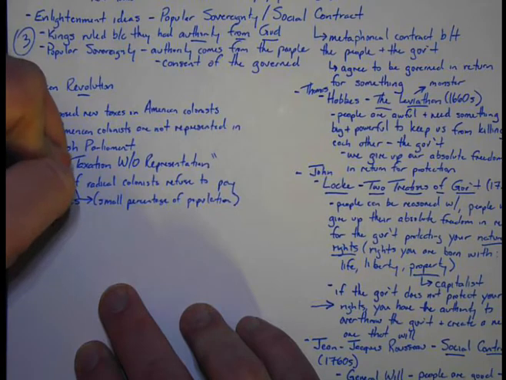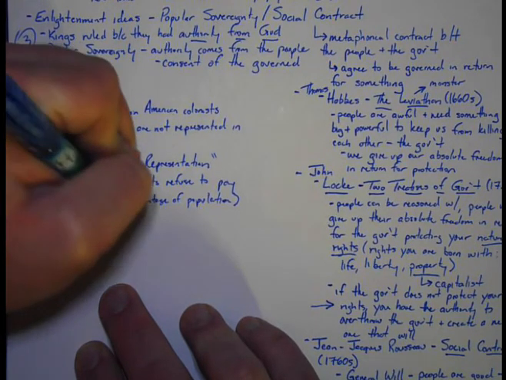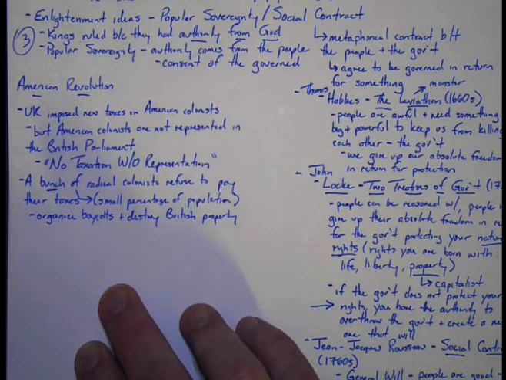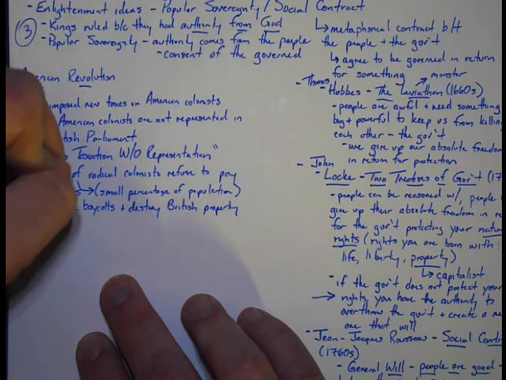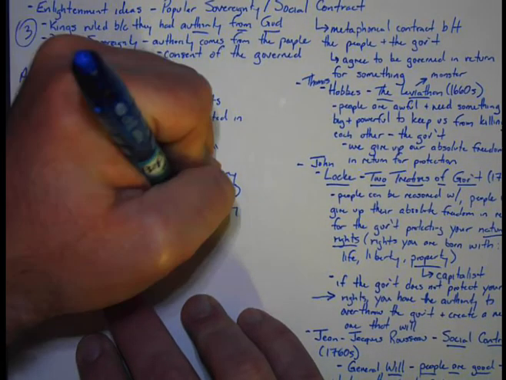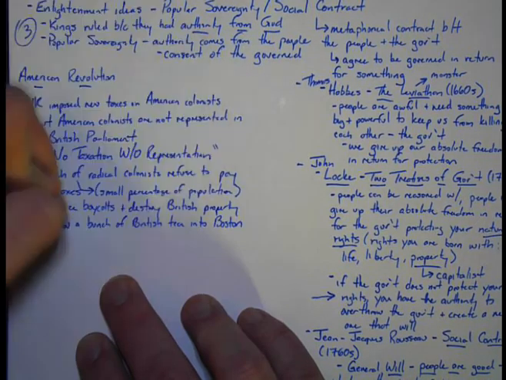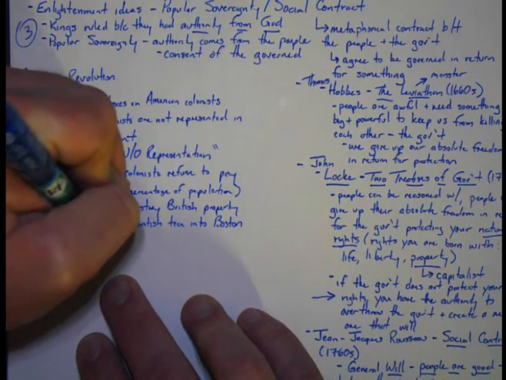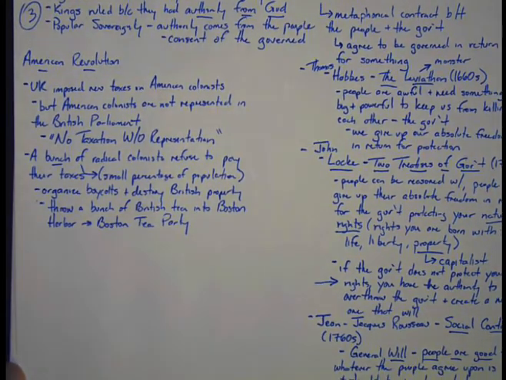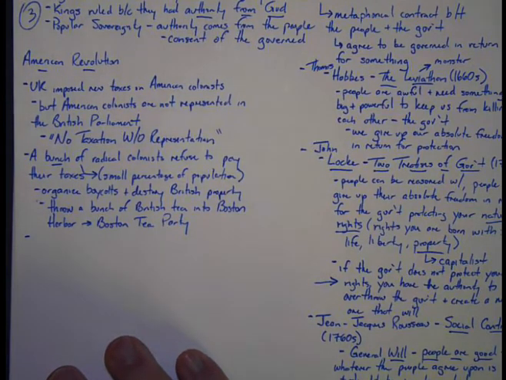They organize boycotts and destroy British property. Most famously, they throw a bunch of British tea into Boston Harbor, giving us the Boston Tea Party. So things between the British government and the British colonies in North America start to get more and more tense.